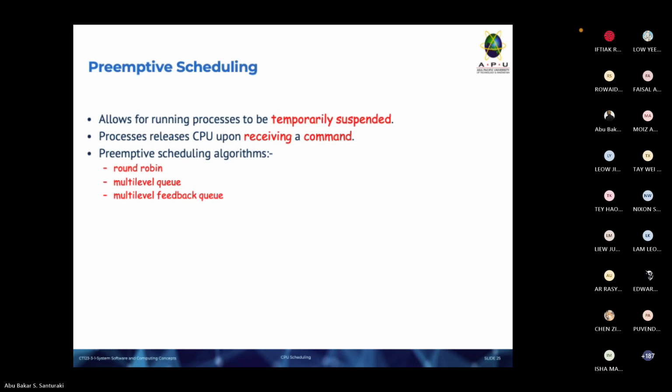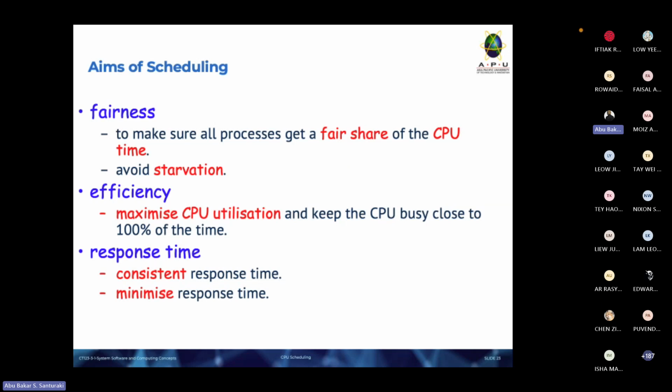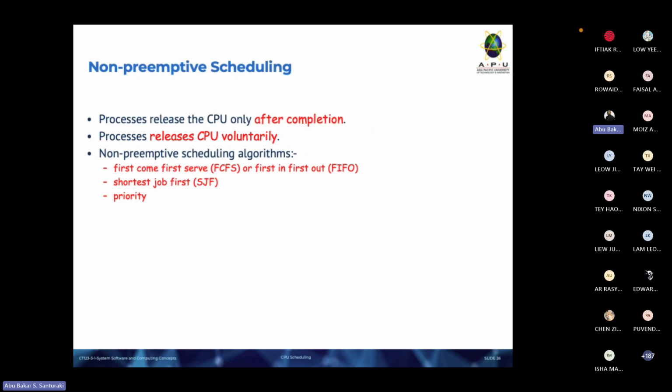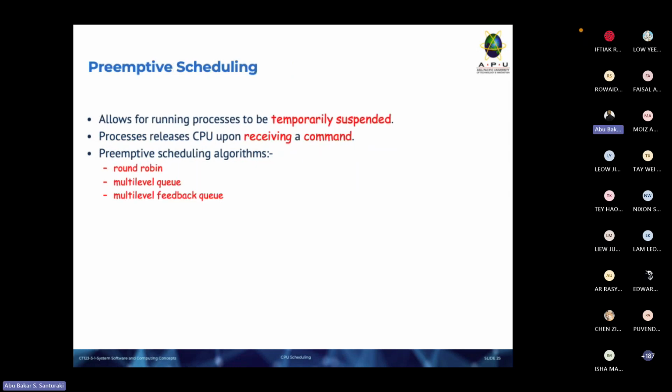Now, in terms of these scheduling algorithms, there are 2 types. There's the preemptive and there's the non-preemptive. What's the difference between the two? The term preempt is an English word that means to take a decisive action before the fact.